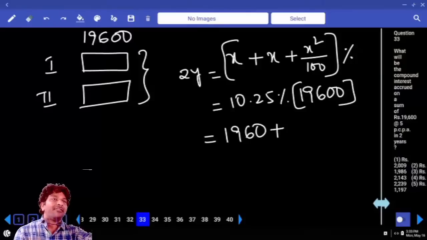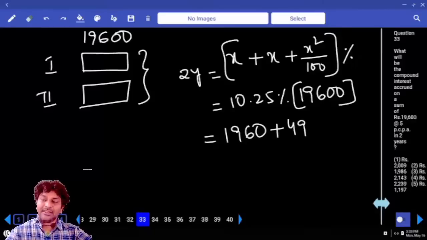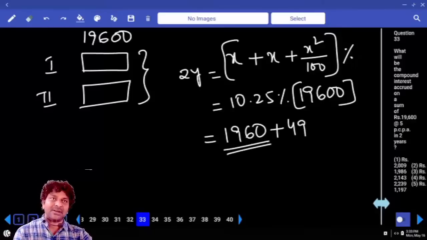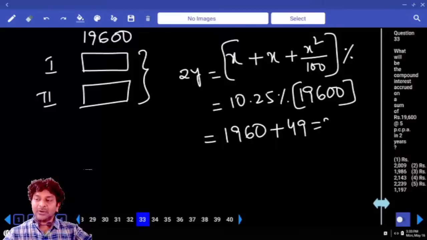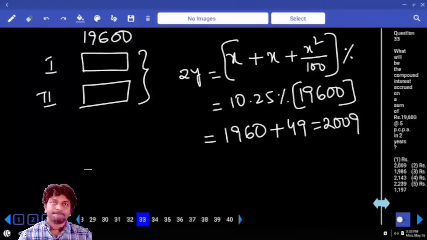1/4 we have to do, so let's do half and half. 98. Again half, 49. If 40 is added to this number, it becomes 2000. So the answer is 2009. Over.